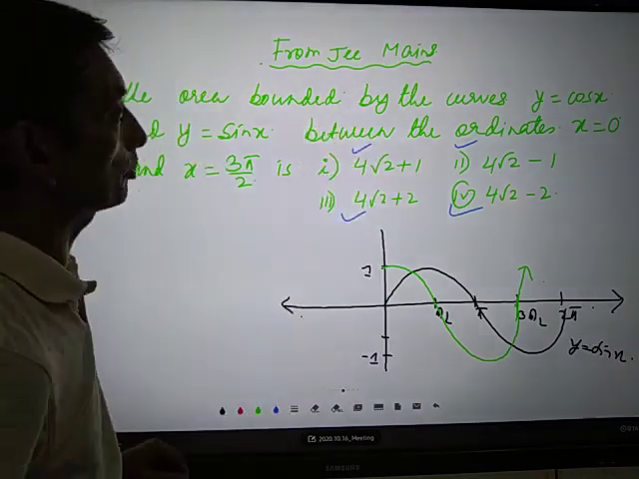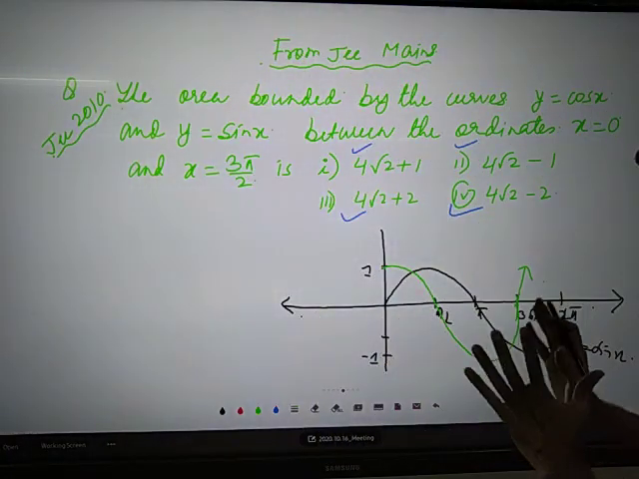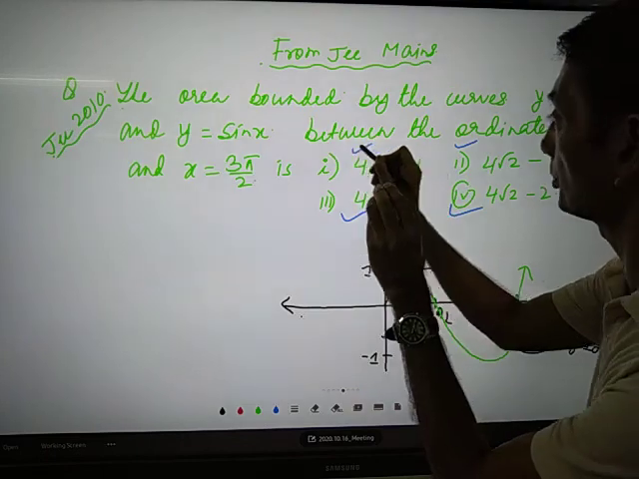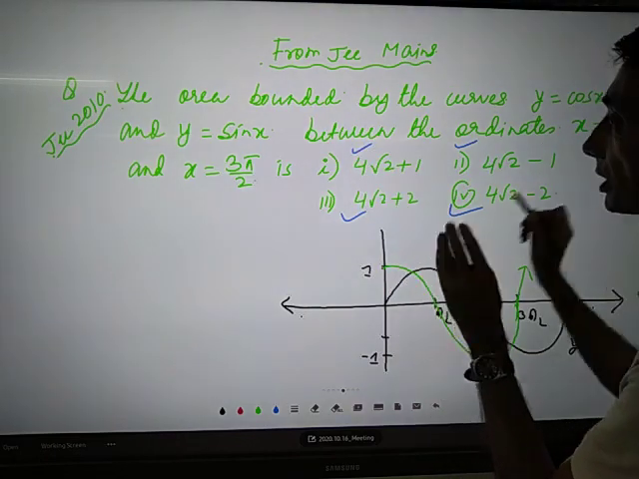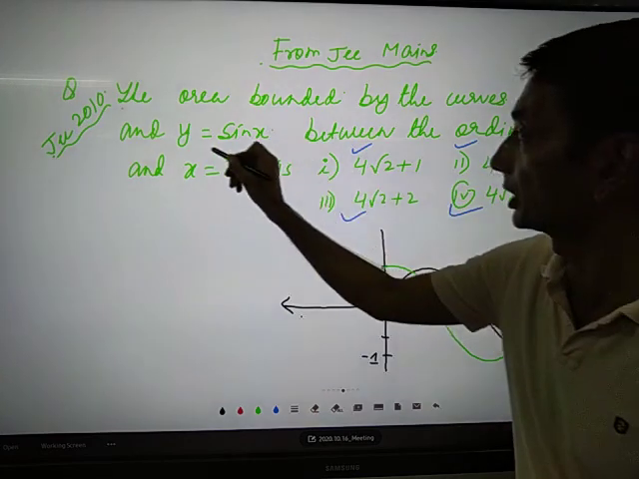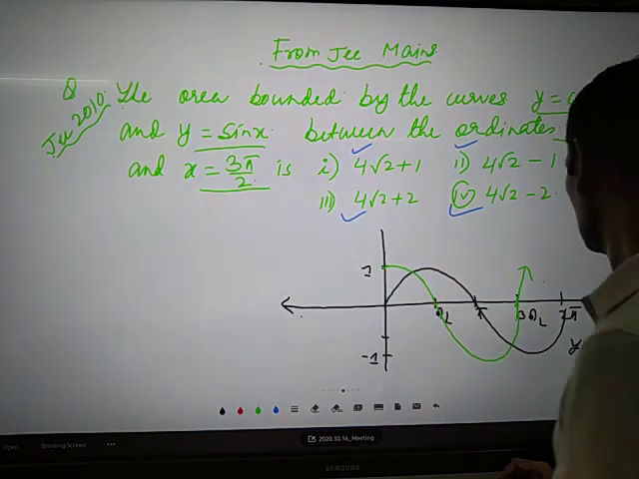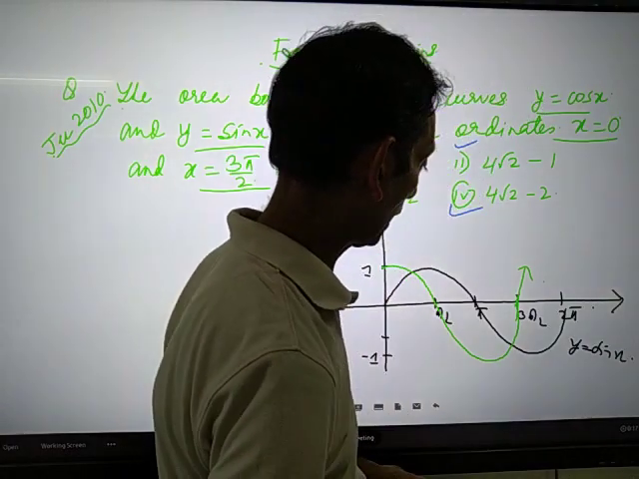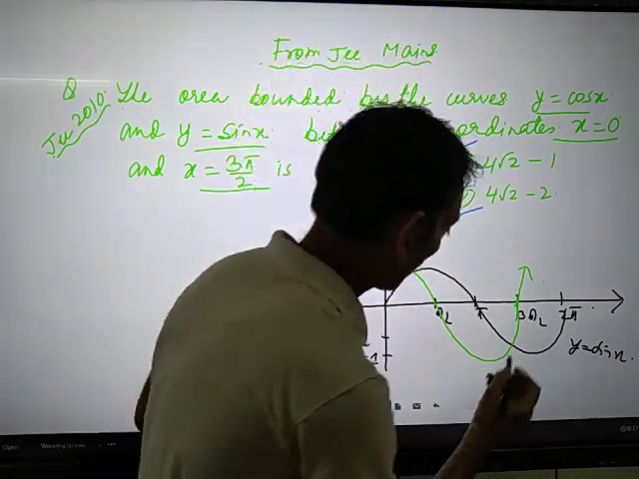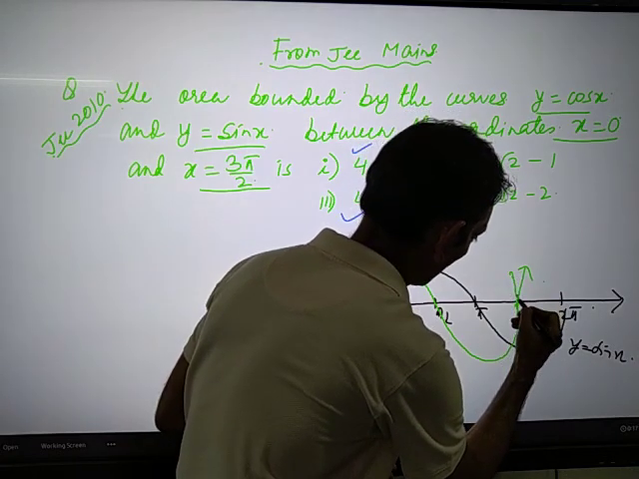Find the area bounded by the curves. So we just need to see what the portions are. One important thing: between the ordinates x equals 0 and x equals 3 pi by 2, which is very important. We have drawn the two graphs, y equals cos x and y equals sin x, and the ordinates x equals 0 and x equals 3 pi by 2. So this is the 3 pi by 2 point.